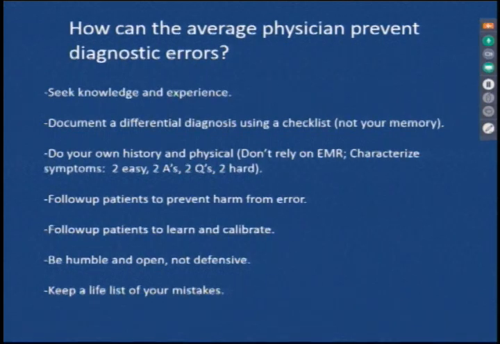Characterize symptoms. There are 8 characteristics of a symptom. Chest pain, 2 easy characterizations. Where is it and how long have you had it? I've had chest pain. It's right here, and I've had it for a week. 2 A's, aggravating and alleviating factors. What makes it worse? When I get angry at my daughter, it gets worse. What makes it better? When I sit down and relax, it gets better. 2 Q's, quality and quantity.